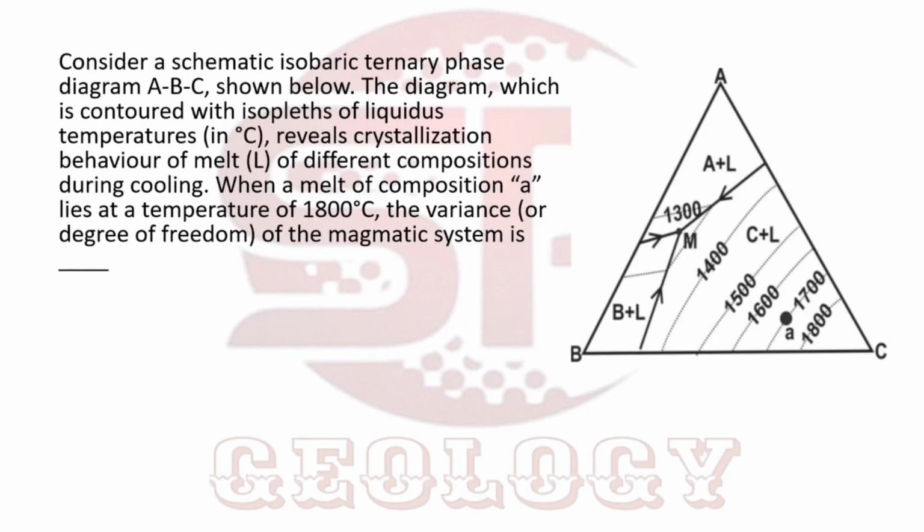Consider a symmetric isobaric ternary phase diagram ABC. So ABC is given here, the diagram which is contoured with isopleths of liquid temperature in degrees. So these are contours of temperature. It is given here.